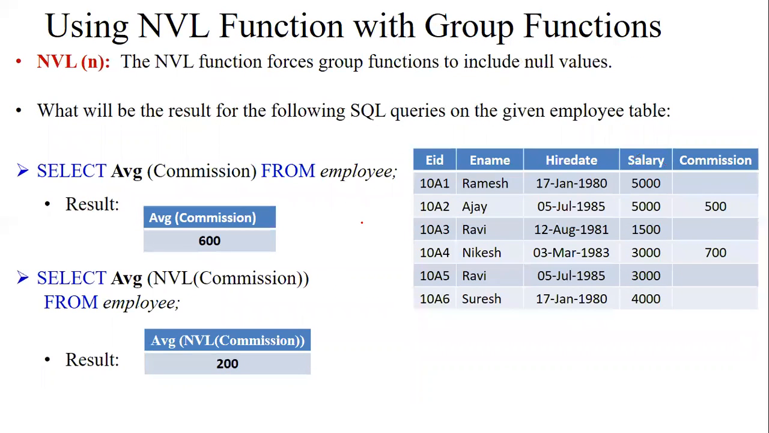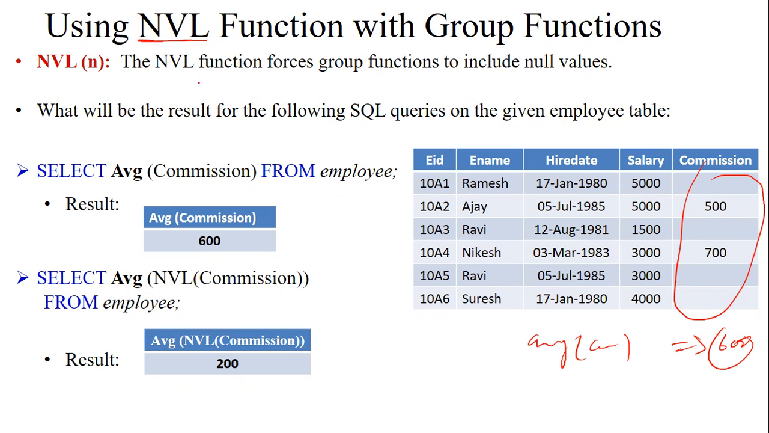Sometimes you don't want to skip the null values. Like if you are going to compute the average, in this case you are getting the default average. What average were we getting on commission? By default it is 600, but you want to count the null values, so you can use the NVL function with the group function. The NVL function forces the group functions to include the null values.